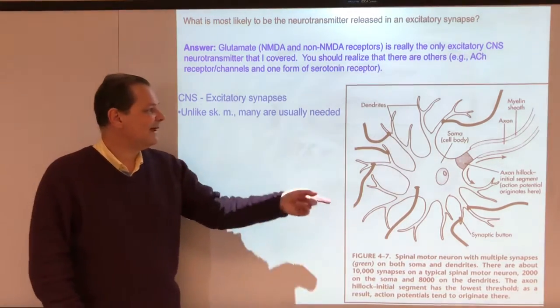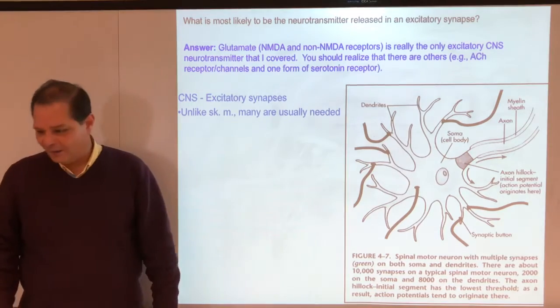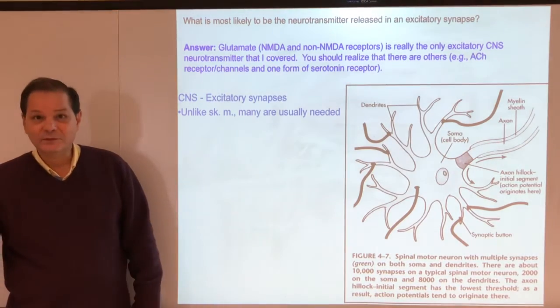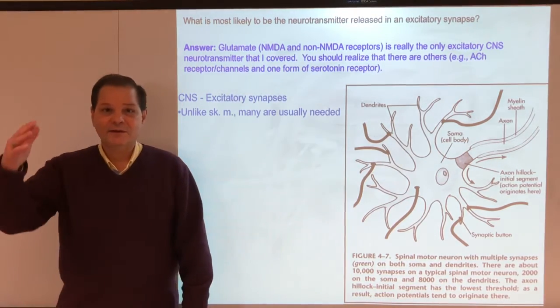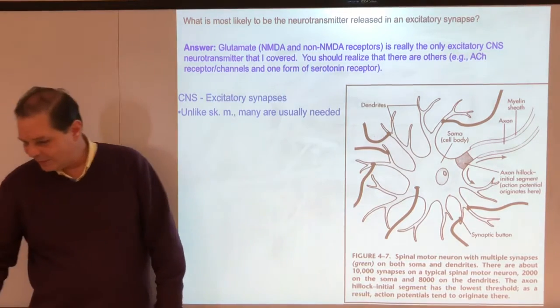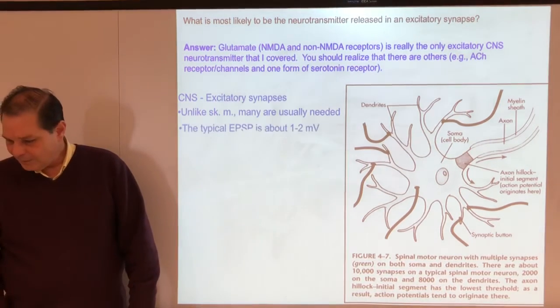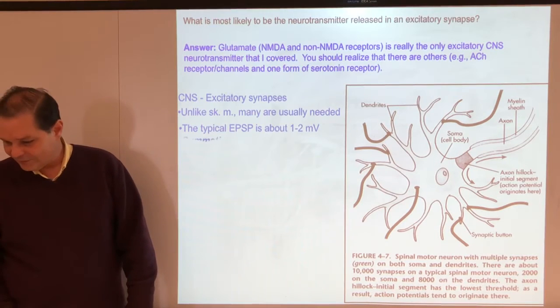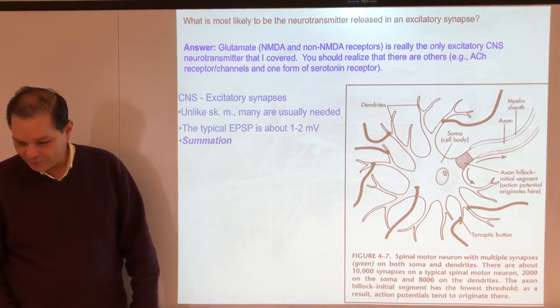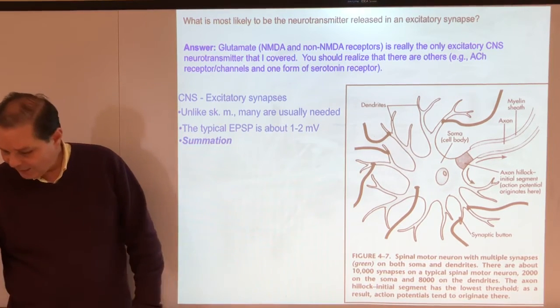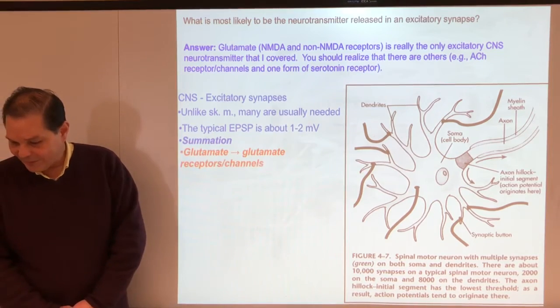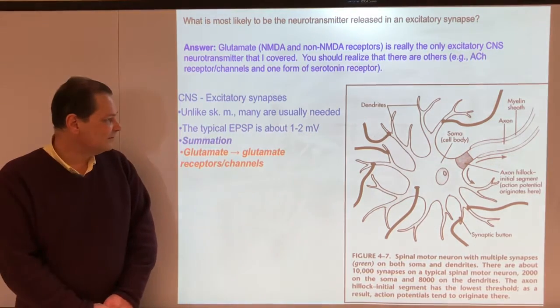So there are usually many EPSPs that add up, or sum, to either allow you to hit the threshold potential or not. Typical EPSP, very small, 1 to 2 millivolts. And again, these summate, and we did cover that as part of the synaptic transmission lecture.